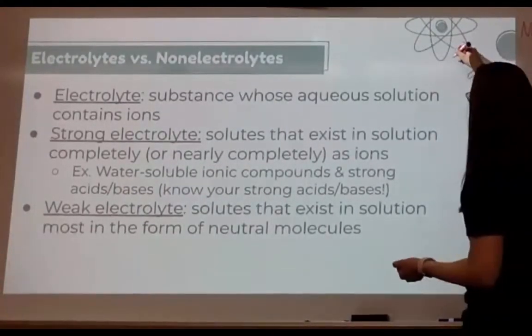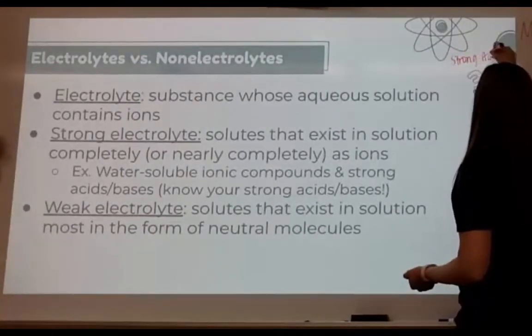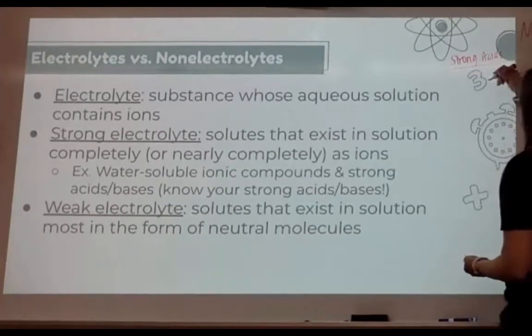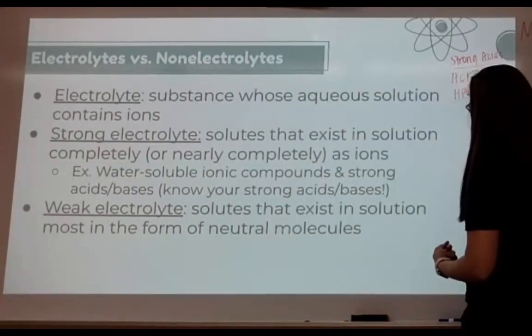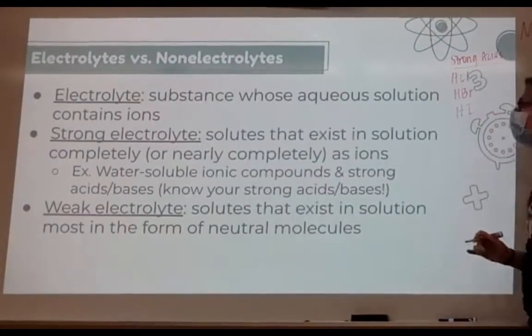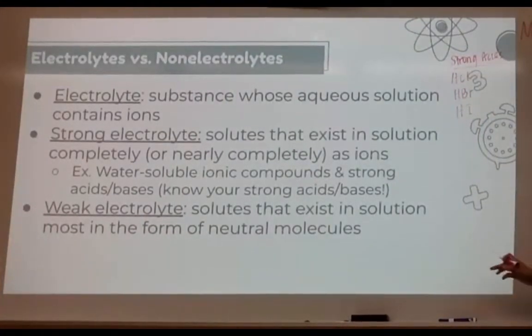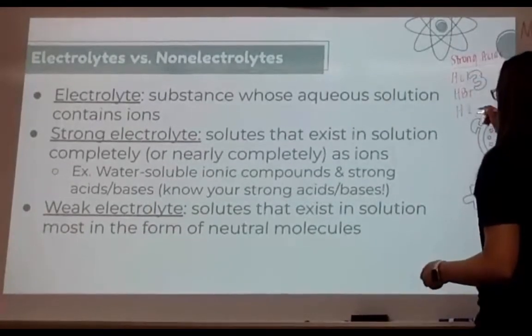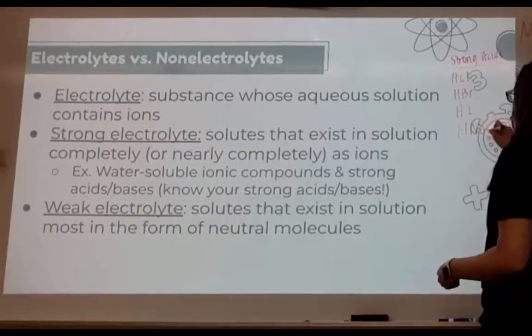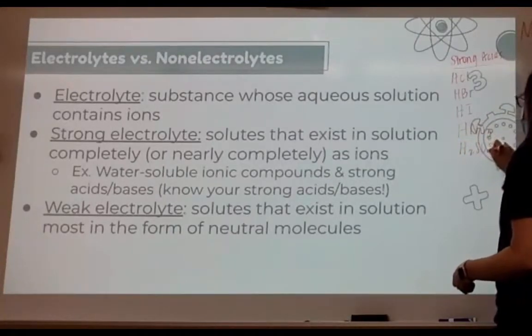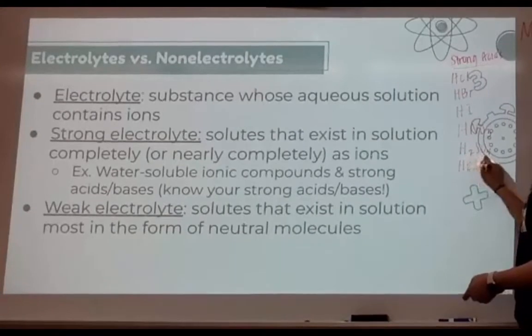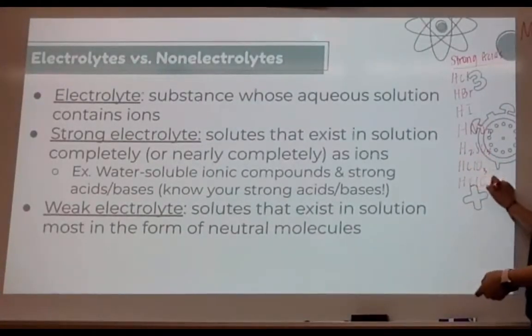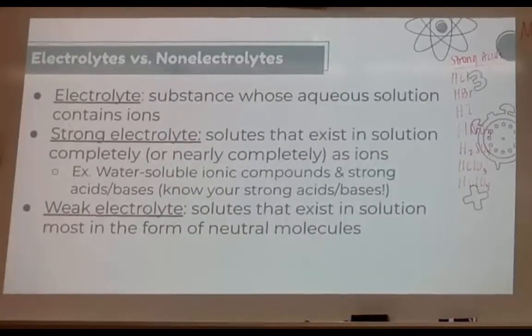So, see if I can do this. So strong acids. You have seven strong acids. HCl, HBr, HI. So those are the binary acids, meaning it's hydrogen and one nonmetal. Then we have HNO3, H2SO4, HClO3, HClO4. Seven strong acids. So HCl, HBr, HI, HNO3, H2SO4, HClO3, HClO4.